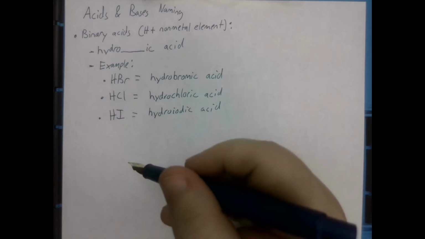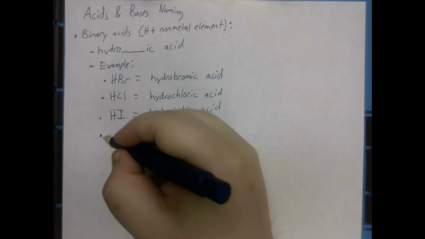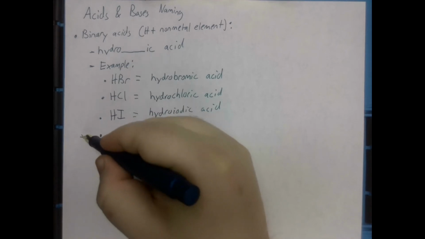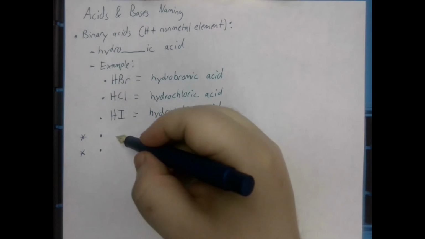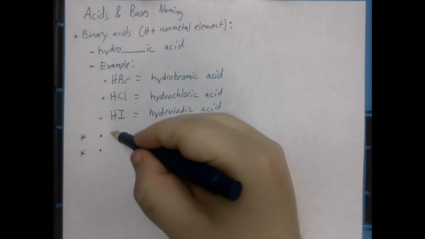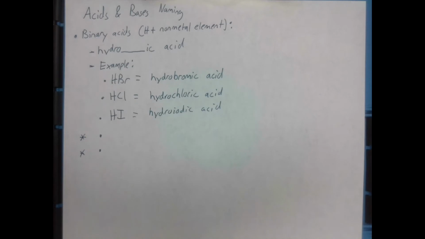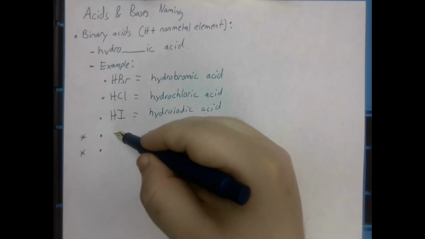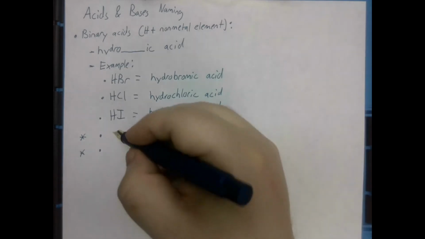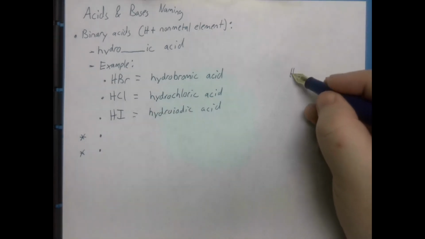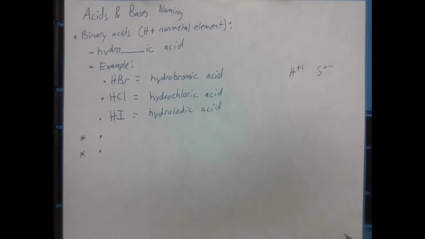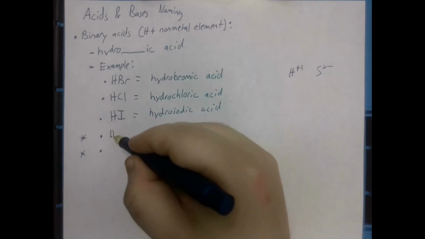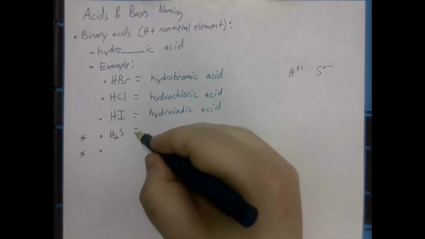And let's do a weird one. These two here I'm going to put stars on. What about hydrogen and sulfur? First of all, what would be the equation for hydrogen and sulfur? H plus 1 and S2 negative, and then what would be the final equation? H2S. Yes. And what do we name this?